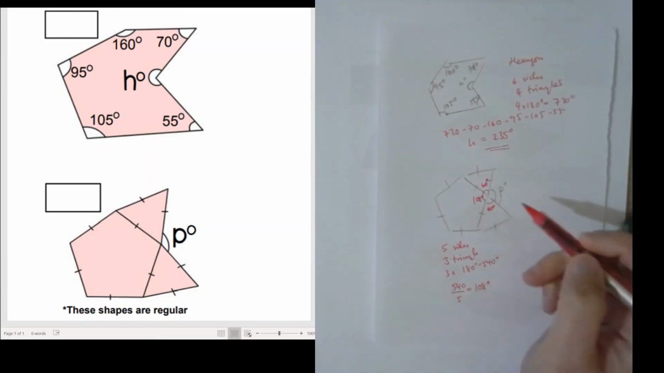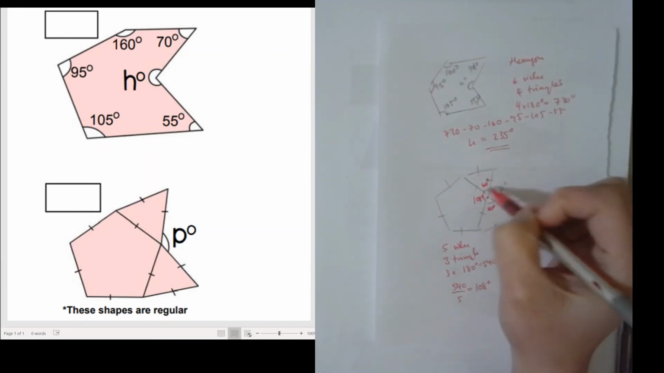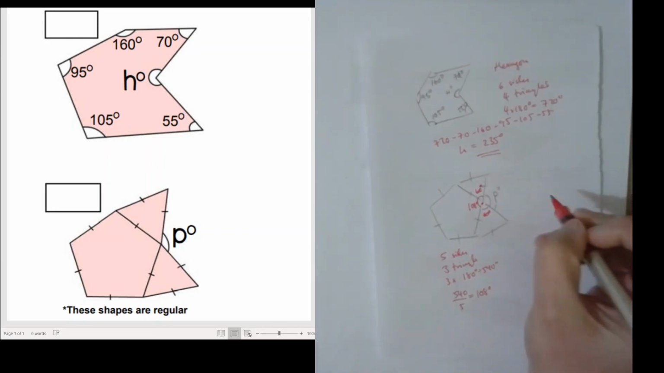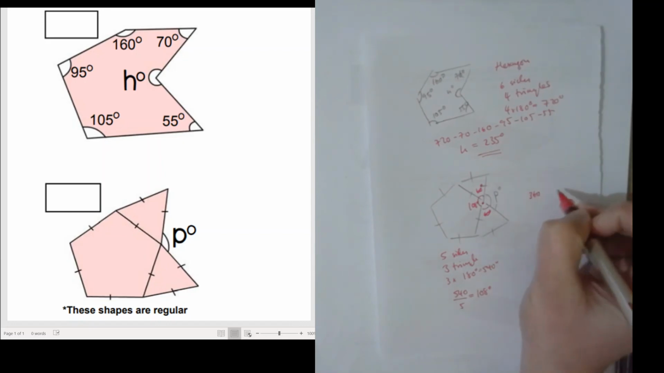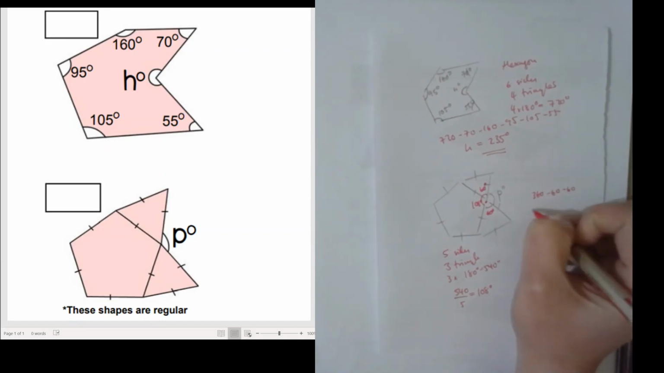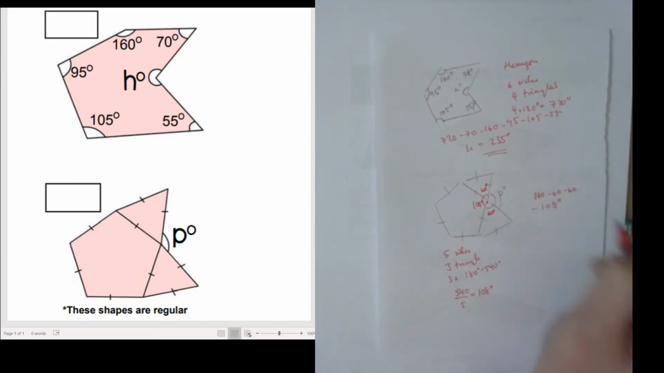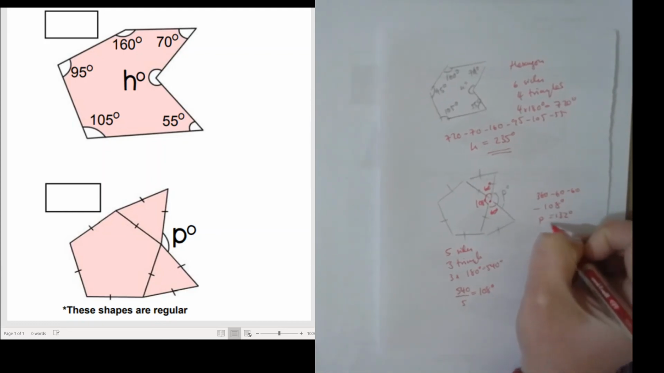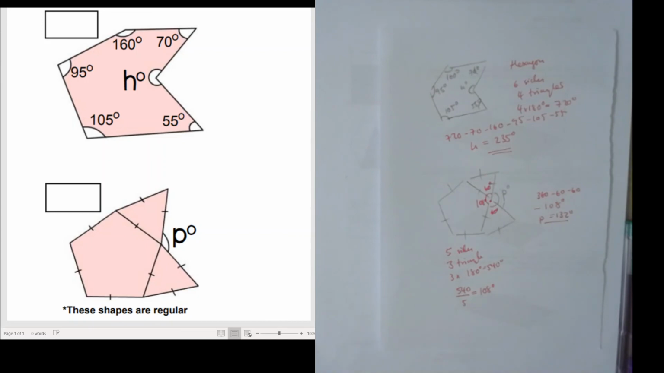So I've got 108, and then, last but not least, I've got angles around a point. Angles around a point add to 360. So for this one, it will be 360 take away the 60s that I already know, but also take away this 108. So 360 take away that is 132. So I know P is 132.